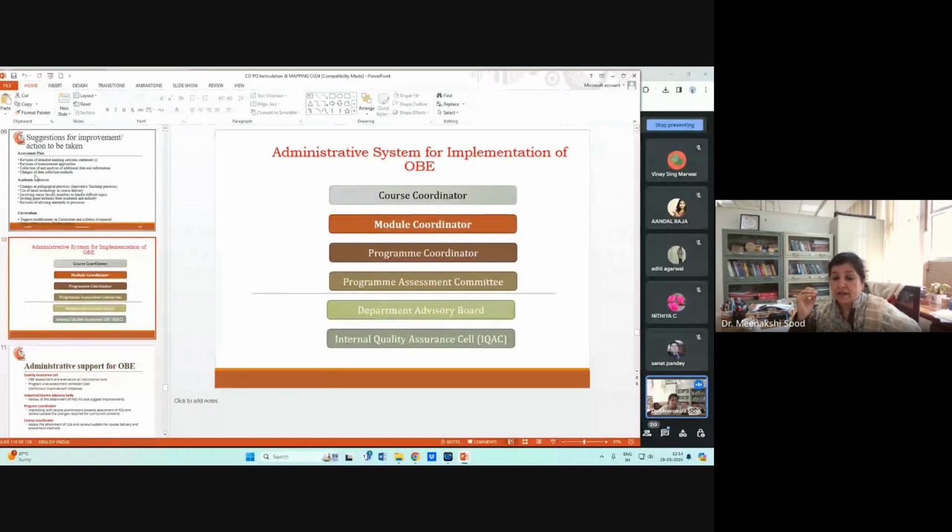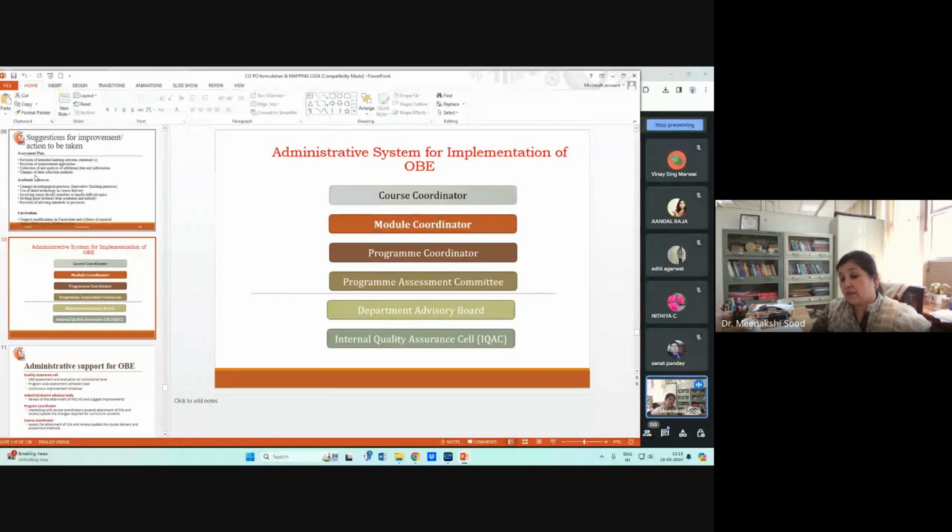A proper administrative setup should be set up for the implementation of OBE, right? Every course should have a course coordinator who is responsible for all the activities related to that course. And if a course is being taught by a number of faculty members, like applied sciences or humanities programs or some IT related programs, then you should have a module coordinator who will be responsible for managing all this. Then the program coordinator for the entire program at the department level.